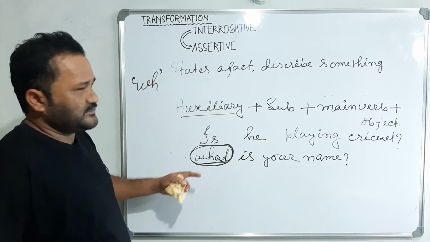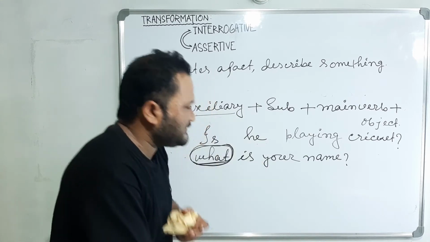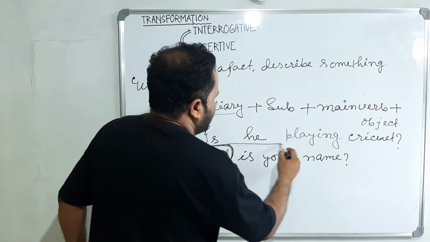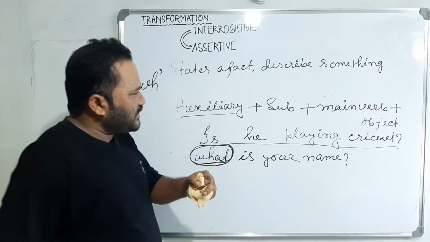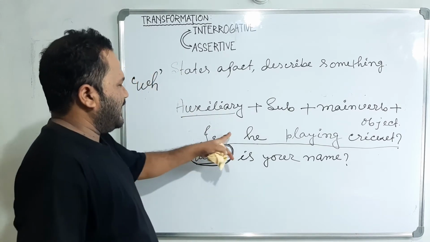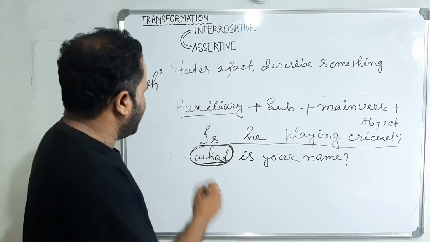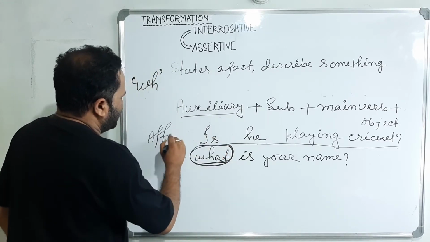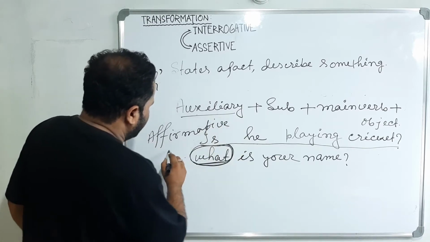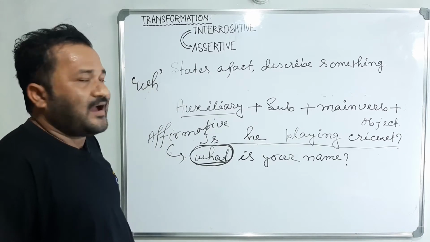Now all these questions, what I was saying, can be a negative sentence and it can be an affirmative sentence. Here, if you take this question, is he playing cricket? Here there is no negative word. So this question is in the affirmative. This question is also in the affirmative. This question is also in the affirmative.